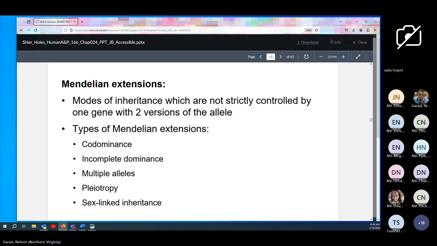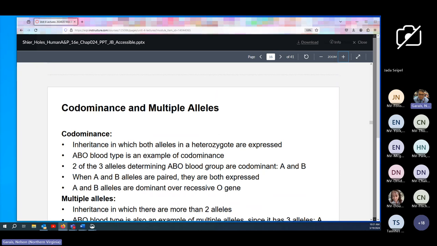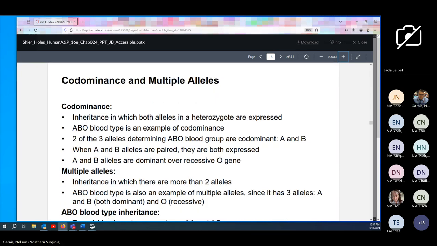All right. So let's talk about codominance. Codominance is when two things, two alleles, are equally dominant. And a classic example is ABO blood typing. So A and B, when they're paired, both of them get expressed. So an example of codominance, I want you to think ABO blood typing.